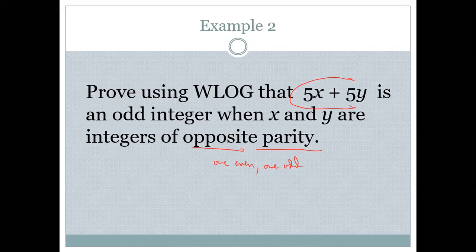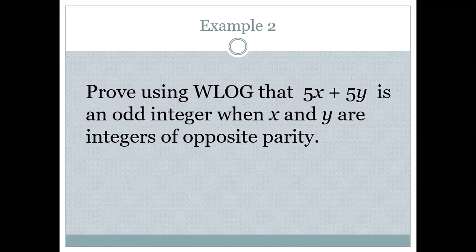So here you could actually do a without loss of generality proof by just saying, without loss of generality, x is even and y is odd. And then you would proceed from there. Does that make sense? A lot of times you will run into a situation that is so symmetrical that it doesn't really matter which one plays which role. And that's what this one is like.